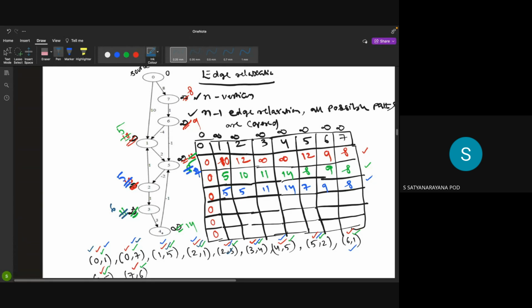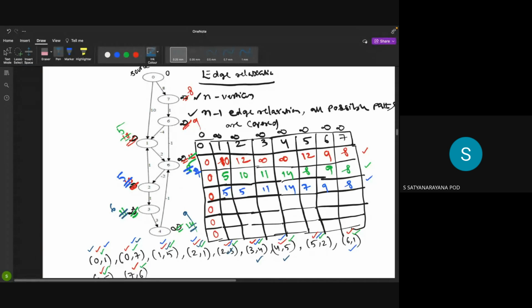Next one is 3 to 4. So 6 plus 3, 9. It is a better value than 14. So 3 to 4 is done. Next 4 to 5. So 9 minus 1, it is 8. So there is no chance of that. 7 is a better value for 4 to 5.